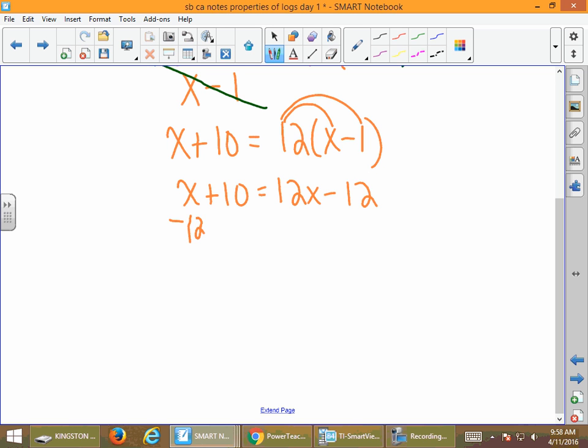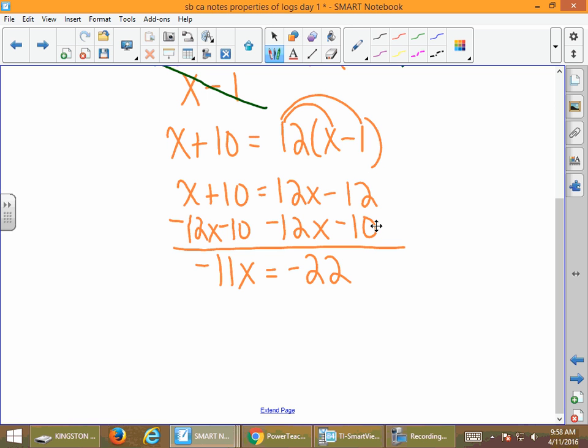And I'm going to subtract 12x from both sides. And I'm going to subtract 10 from both sides, but you solve it however your Algebra 1 teacher taught you to solve it. So we get negative 11x equals negative 22. And finally, we'll divide both sides by negative 11. We get x equals 2.